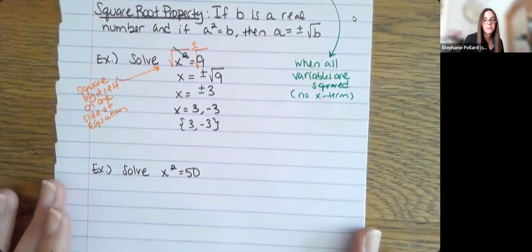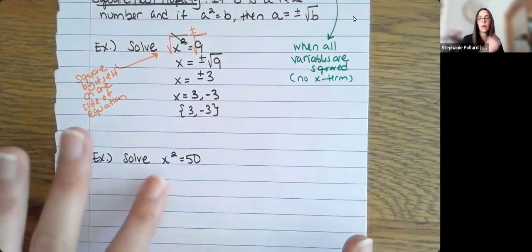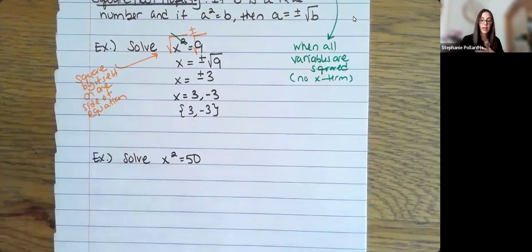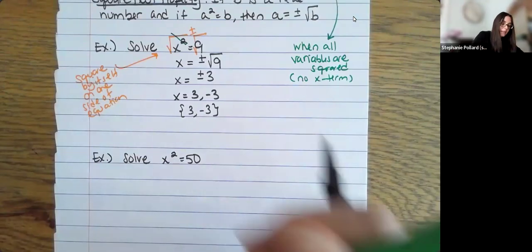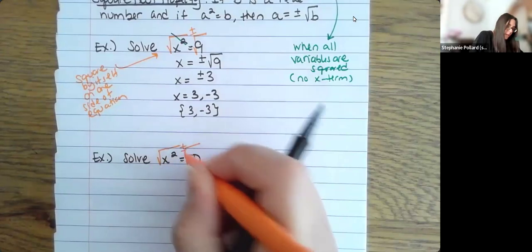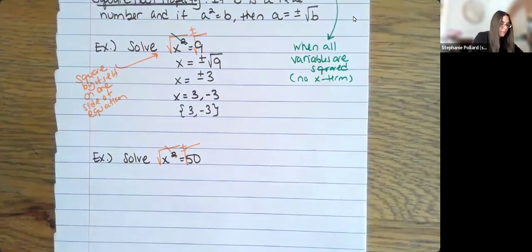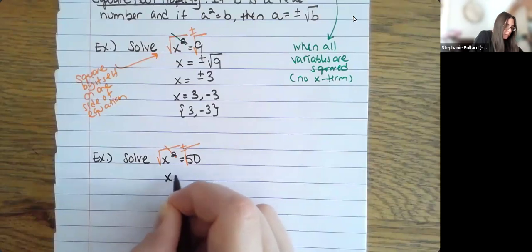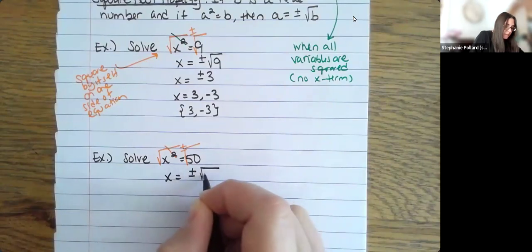Let's try another one. So again, my square is already by itself. Everything else is on the other side. So I'm going to go ahead and take the square root of both sides. Don't forget the plus or minus. The square and square root will cancel. So I have x equals plus or minus the square root of 50.